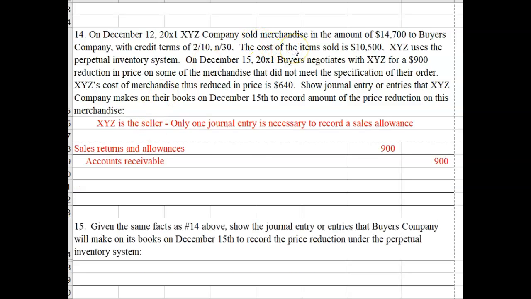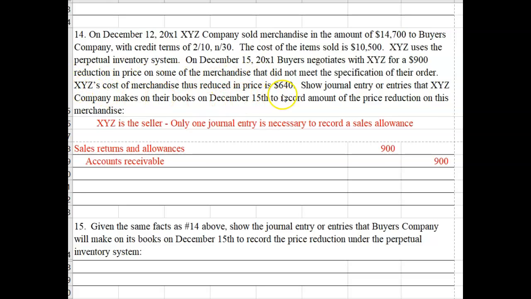This is not a sales return, it is a sales allowance. XYZ did not receive any inventory back from Buyers Company. It only allowed buyers a reduction of $900 in the price that Buyers has to pay for the inventory that did not meet the specifications. XYZ is the seller. Only one journal entry is necessary to record this sales allowance. Debit sales returns and allowances, $900. Credit accounts receivable, $900. That one was tricky because you were given more information than you needed.